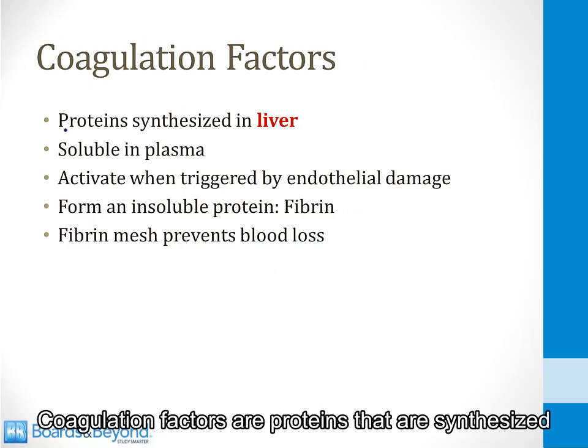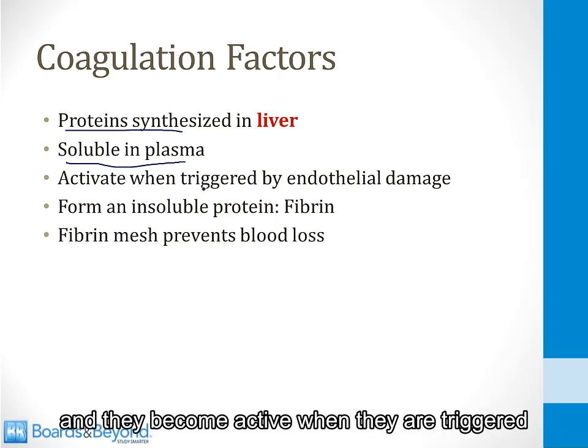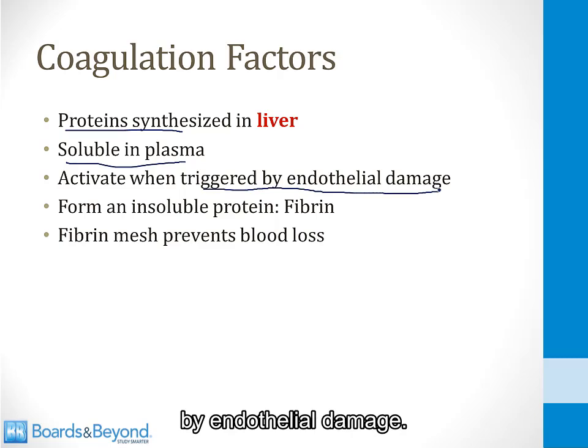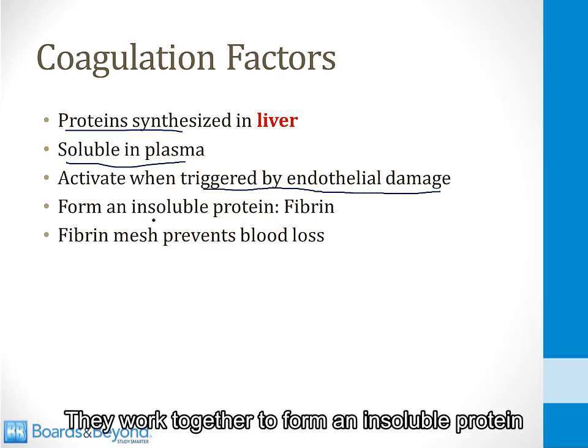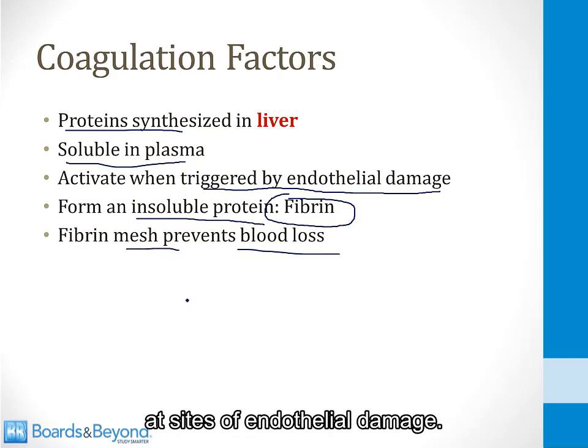Coagulation factors are proteins that are synthesized in the liver. They are soluble in plasma and they circulate in the blood, and they become active when they are triggered by endothelial damage. They work together to form an insoluble protein called fibrin, which will form a mesh to prevent blood loss at sites of endothelial damage.